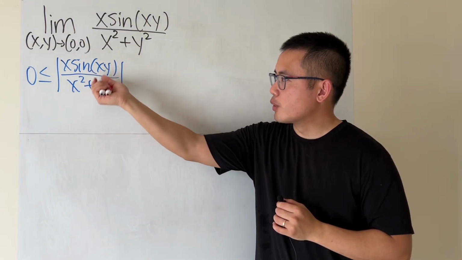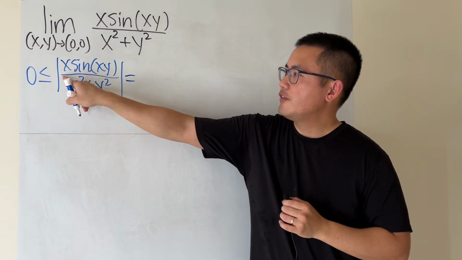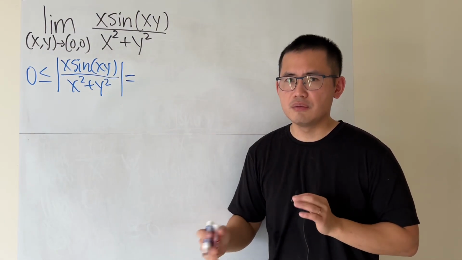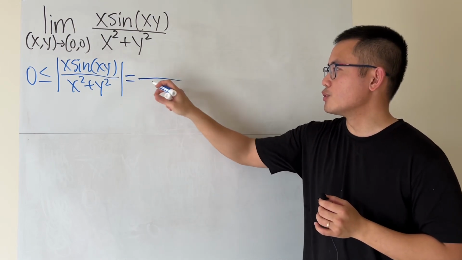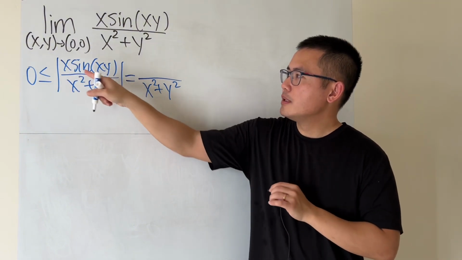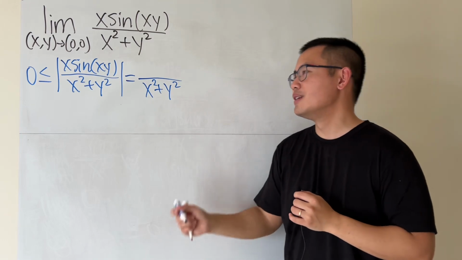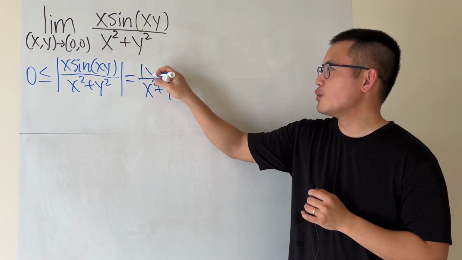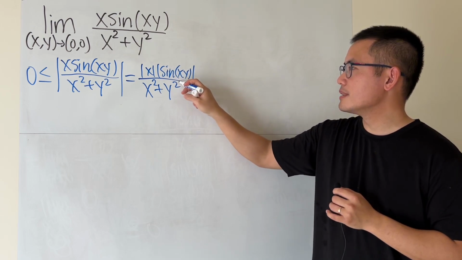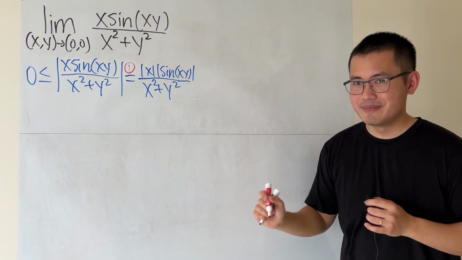The absolute value of a quotient is the quotient of the absolute values. This is equal to, if I put the absolute value around the denominator, x squared plus y squared is always non-negative, so there's no need. I will just have x squared plus y squared. For the top, the absolute value of a product is the product of the absolute values, so I will put the absolute value of x times the absolute value of sine of xy. So this is my step 1.